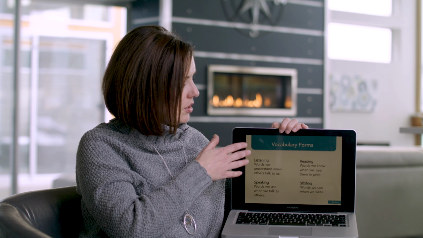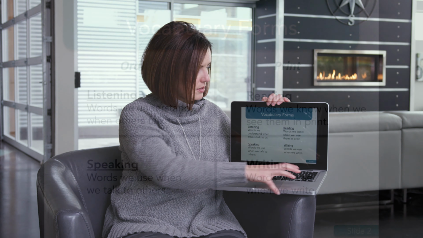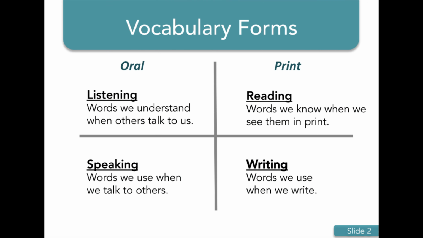When we think about productive language opportunities, I think a nice way to structure that thinking is thinking about vocabulary forms. So there's 4 forms of vocabulary. There's listening and reading, speaking and writing. So listening, reading, speaking and writing are the 4 forms of vocabulary. When we think about those 4 forms, we could divide them into 2 categories. And those 2 categories would be oral and print. So on the oral side of vocabulary forms would be the listening and the speaking. On the print side of those vocabulary forms would be reading and writing.